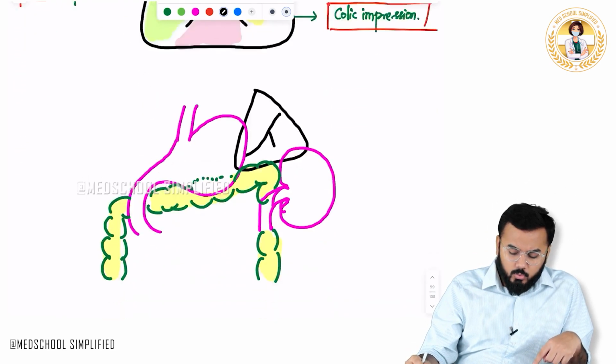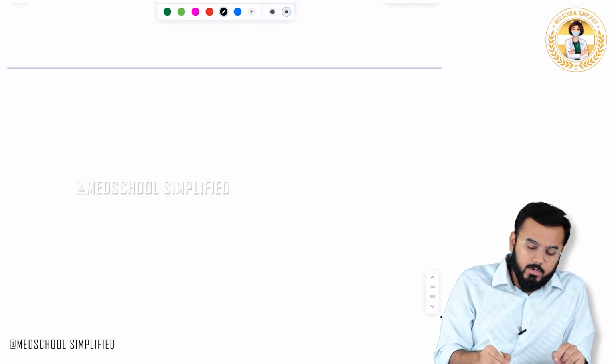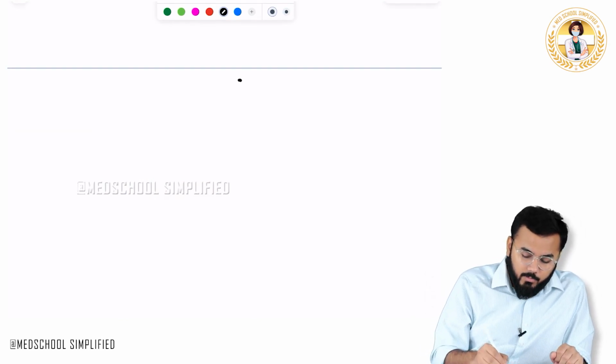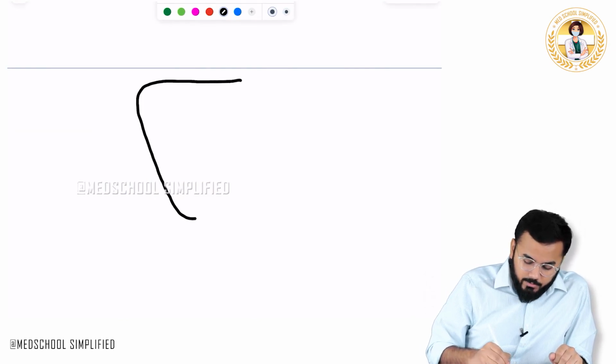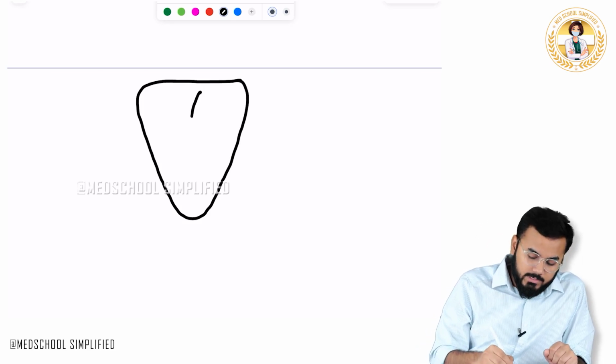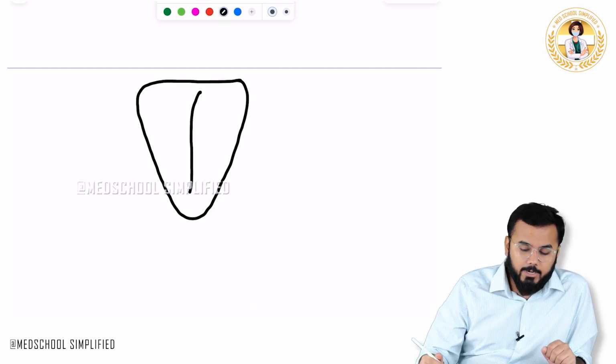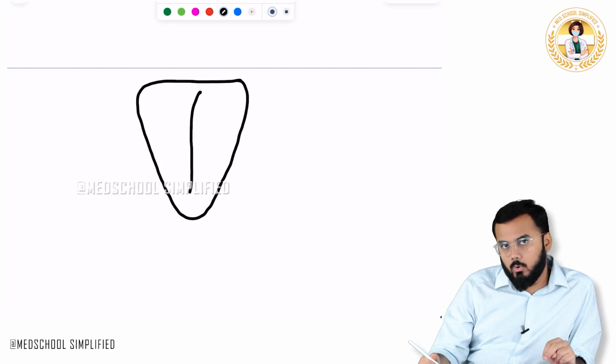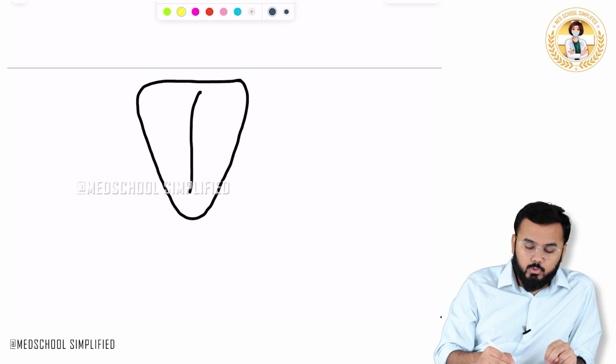Now after these two, the next important one. Okay, what is the next important one? The next important one is this. Now you will tell me the shape of this. What is this? Yes, you are right. This is a triangular shape, and obviously here you have got your intermediate border. So here you have got only two impressions. What are those two impressions?